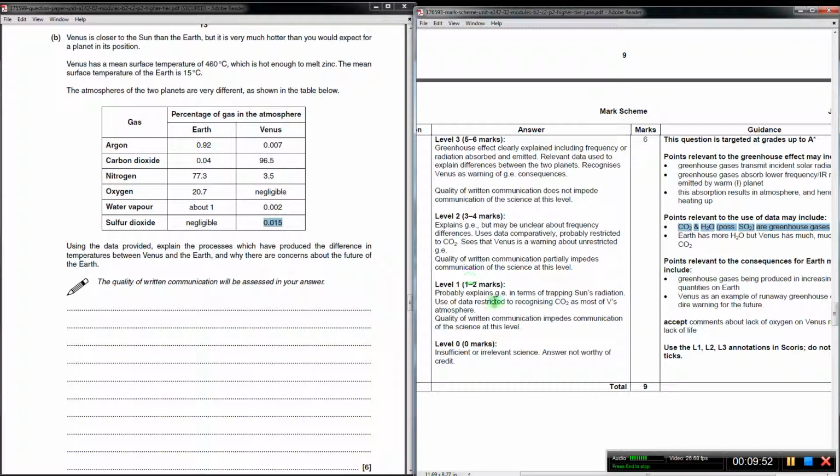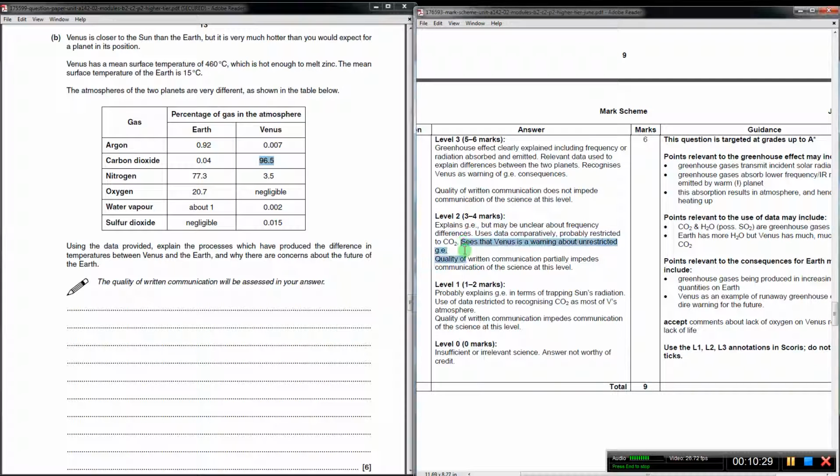So if we look at the levelling on here, for a level 1 to 2 answer, you need to explain something about how the greenhouse effect works, and probably to recognise carbon dioxide is important there, and that it's most of Venus's atmosphere. The better answer, right, will include this idea of frequency differences, so the idea that the radiation coming from the sun is high energy photons or high frequency photons, and that the radiation emitted by the planet is infrared, and that's why it gets trapped, because it's a different energy to the radiation that's coming in. Okay?